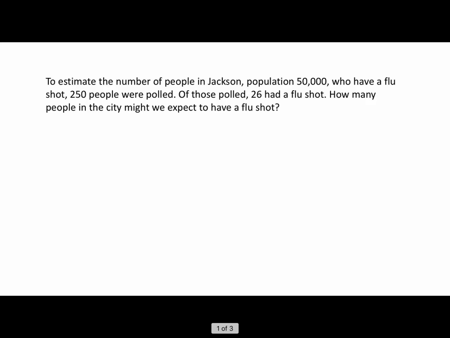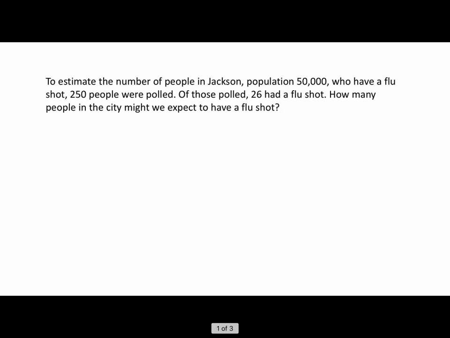To estimate the number of people in Jackson, population 50,000, who have a flu shot, 250 people were polled. Of those polled, 26 had a flu shot. So how many people in the city might we expect to have a flu shot given that kind of comparison?